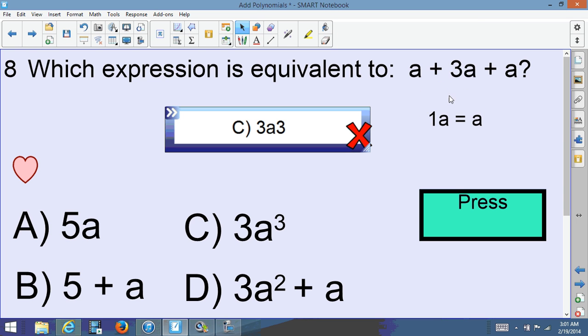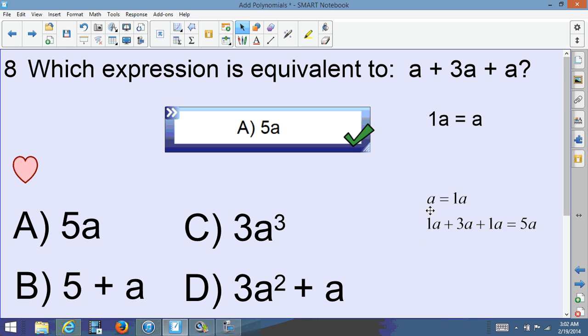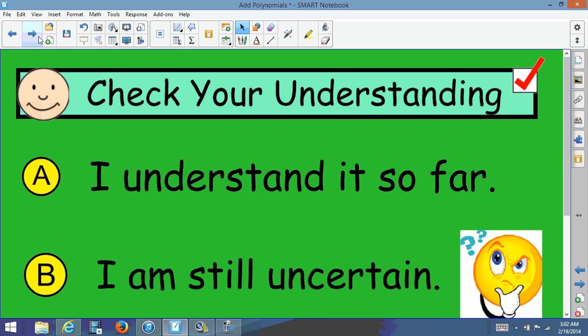So if I had one apple plus 3 apples, that's 4 apples, plus one more apple, that would give me, yes, you got it, 5 apples. So our answer would be A. So keep in mind, a is equal to 1a, whereas 1a plus 3a plus 1a would give us 5a. We would just add the numbers in front. 1 plus 3 plus 1. So check your understanding. If you need to watch the video again, rewind it and write down your questions, and I'll be glad to answer them if you're still uncertain.